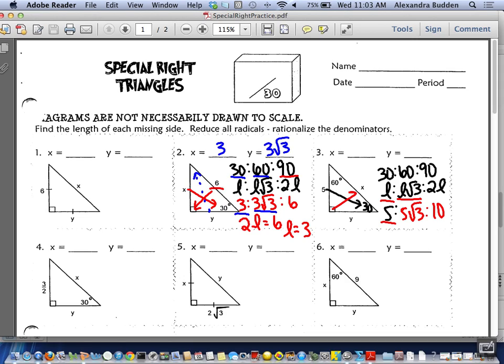Okay, X is across from the 90. Across from the 90 is 10. So X is 10. Y is across from the 60. Across from the 60 is 5 root 3, so y is equal to 5 root 3. Okay, right now, if you would pause the video, take a minute and try problem 4. When you're finished, come back, please.